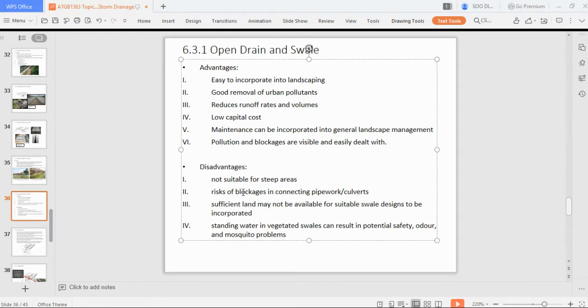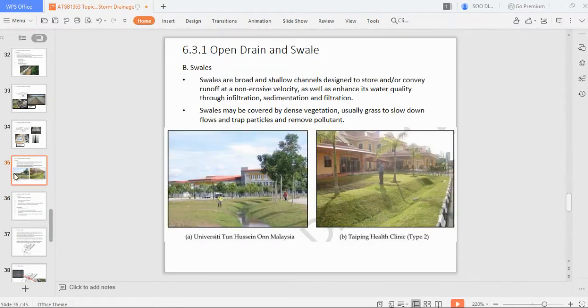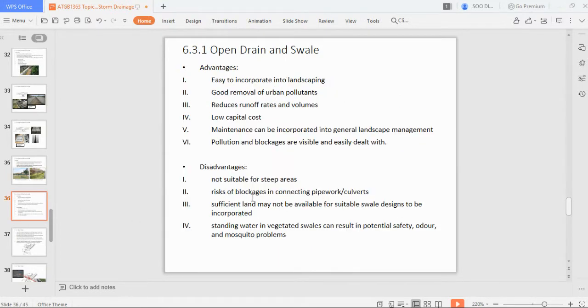Okay, so there are disadvantages to this swale. It's not suitable for steep areas. It requires a very large area because of the design and how it is. There's a risk of blockage in connecting pipes and culverts. When you're connecting land, normal soil, towards pipe and culvert, there's always a risk of blockage.